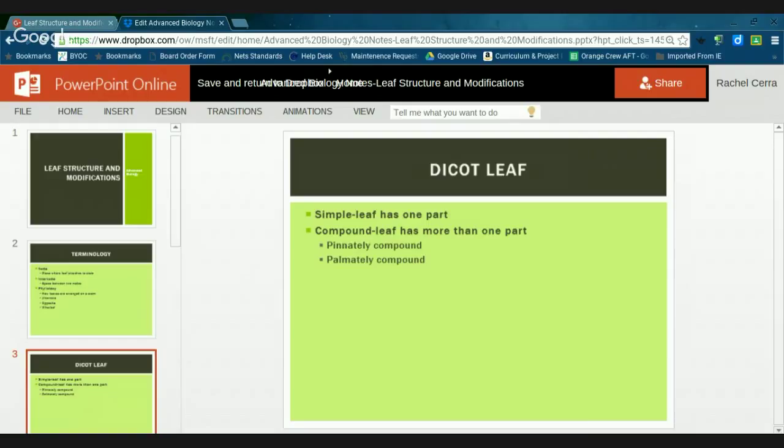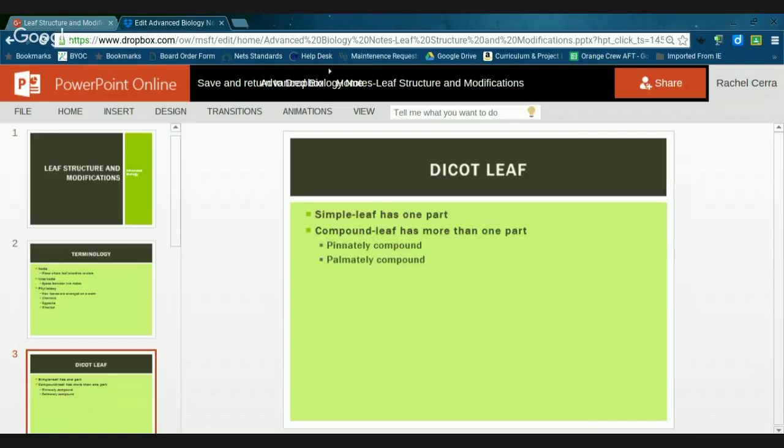We've got a few more variations through dicot leaves. We're going to specifically talk about the leaf shape. Dicot leaves can have two basic shapes. The leaf has one part, meaning it's a simple leaf, or it can be a compound leaf, meaning it's got more than one part. So I've drawn you some diagrams there on the bottom part of the front page of the diagrams.